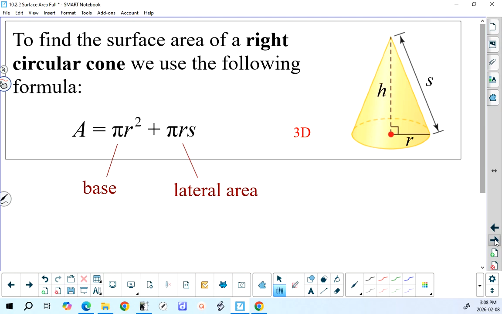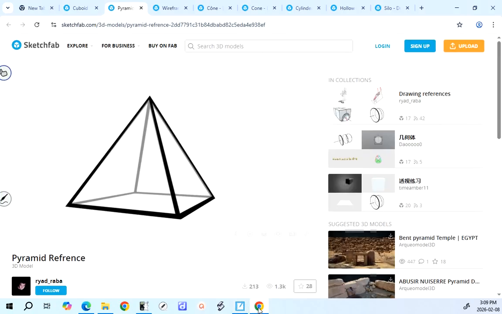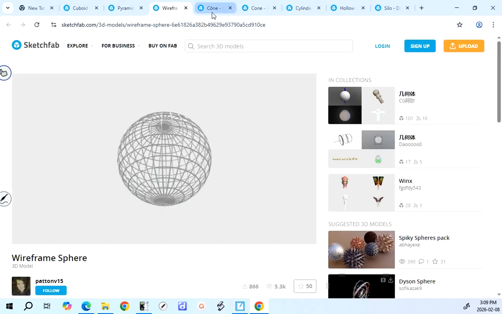S in this formula is called the slant height, and it's the distance from the bottom of the cone along the slope of the cone up to the top. R is the radius of the cone's base, and H is the inside height of the cone. I don't know that you really need to see this visualized. I think we've all seen a cone, whether it's an ice cream cone.